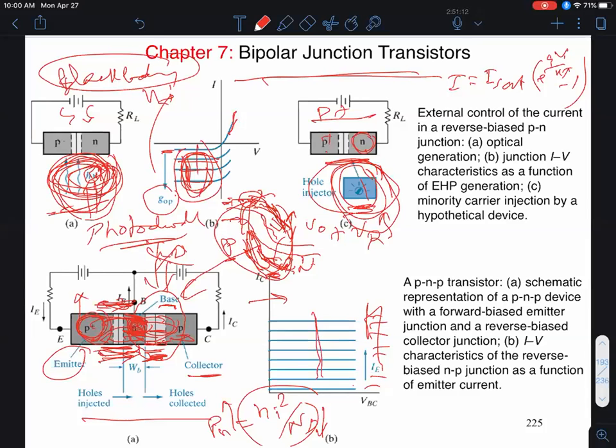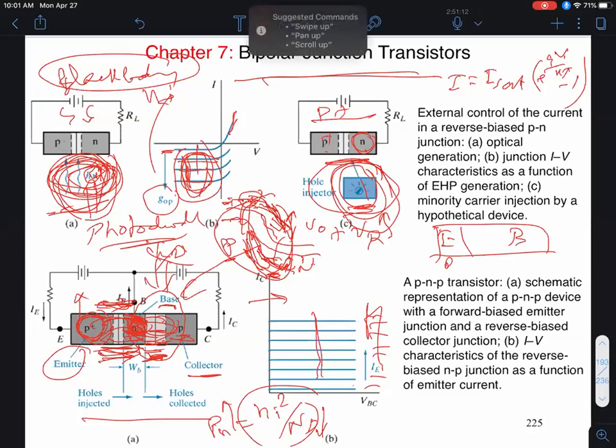Now, I said that the base has to be very narrow. And the question for you guys is why, and what does narrow mean? Well, to understand that, we can look at the structure between the emitter and the base. That's my P plus emitter, and that's what's called the base. I'll tell you why it's called the base in a second.